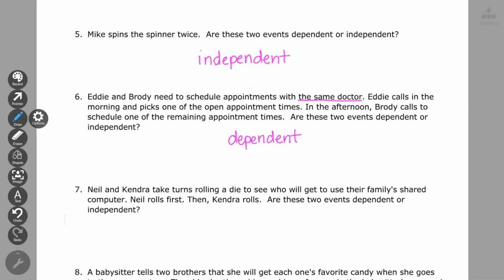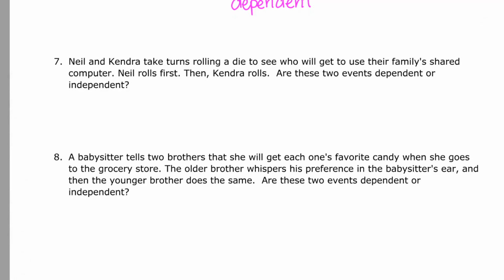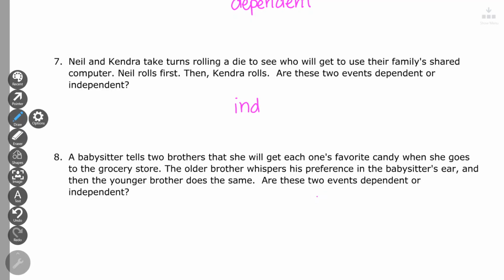Number 7, Neil and Kendra take turns rolling a die to see who will get to use their family's shared computer. Neil rolls first, then Kendra rolls. Are these two events dependent or independent? Remember, a dice and spinners are very similar. So these are independent. They can roll the same number, and at that point, they will have to have a tiebreaker, but they're independent because they could both roll the same number.